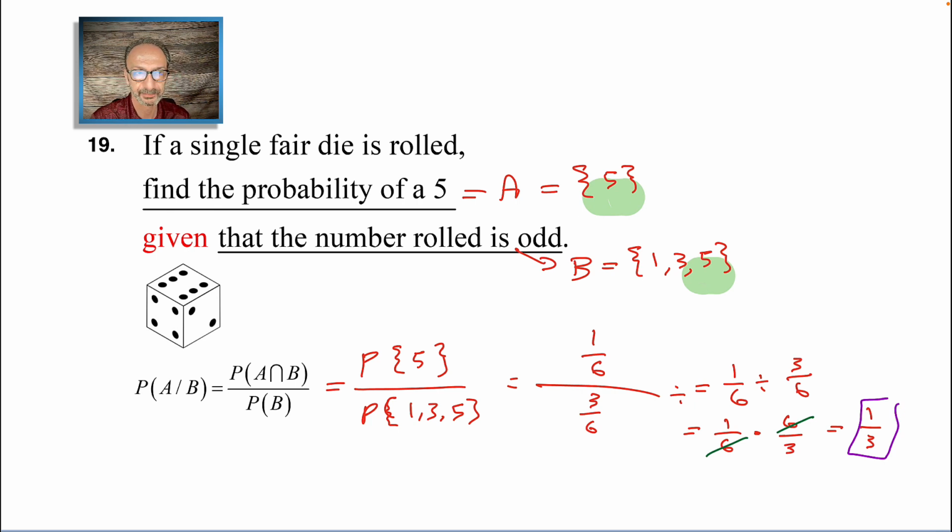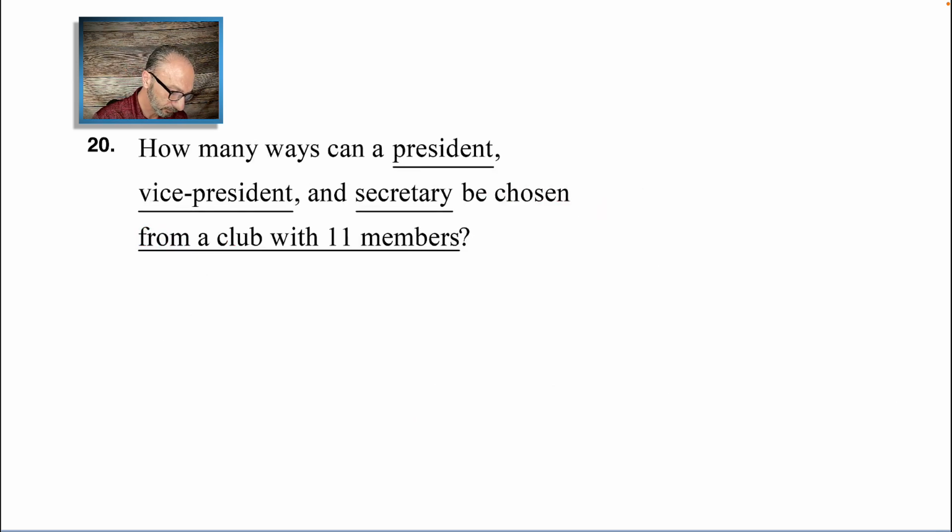That's the final answer. Okay, last problem. How many ways can a president, vice president, and secretary be chosen from a club with 11 members? So if you notice right here, we have 3 titles. And in total, we have 11 members. To do this problem, since we do have titles, order matters. So we call this one permutations.